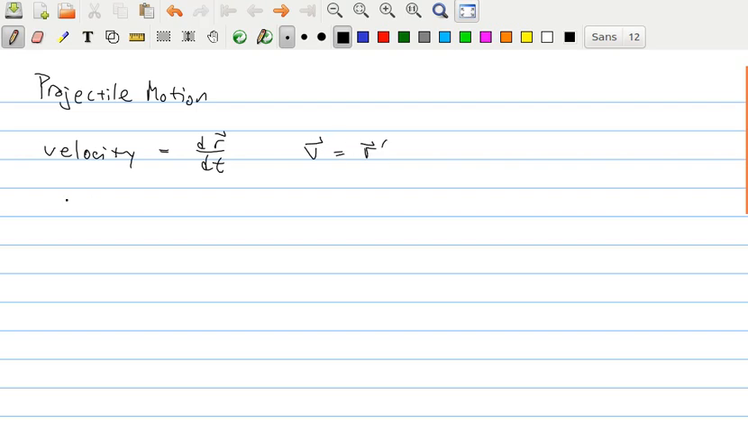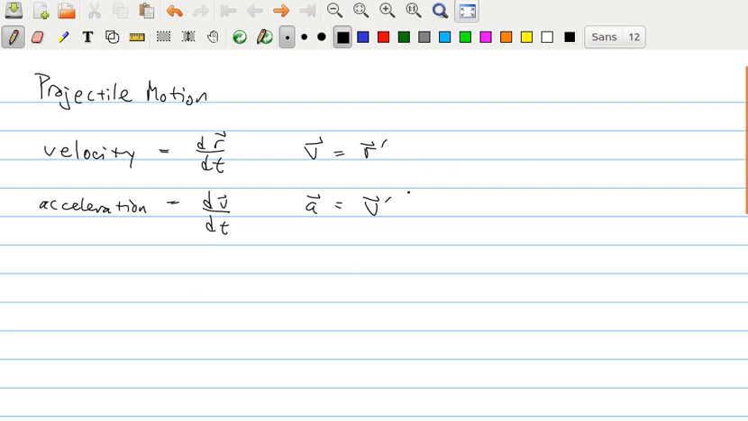Applying the calculus we have so far to projectile motion, there are a few definitions we have. The first is that velocity is the derivative of the position function with respect to time. So you can think of this just like you did in one variable calculus, that v is r prime. And acceleration is the derivative of the velocity with respect to time. So acceleration is v prime.